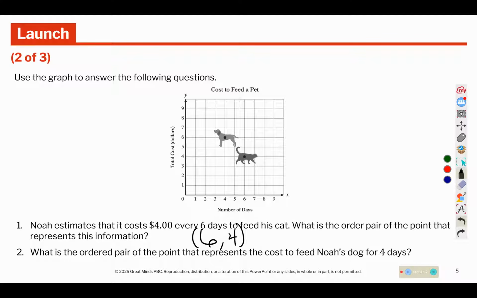Number 2, what is the ordered pair of the point that represents the cost to feed Noah's dog for 4 days? 4 days, $6. An ordered pair uses those parentheses and a comma in the middle. We have x first and y second, just like in the alphabet, X, Y, Z.